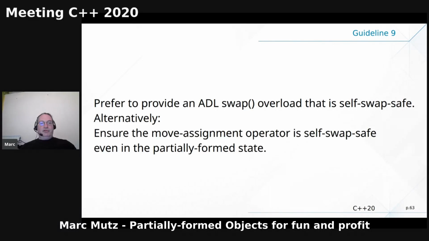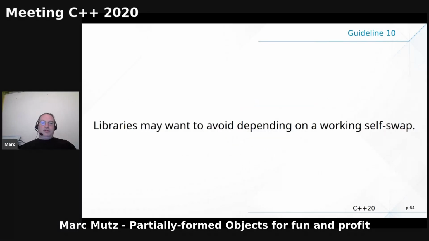So guideline, prefer to provide an ADL swap overload that is self-swappable. Alternatively, ensure the move assignment operator is self-swap safe even in the partially formed state. As a library writer, you may want to avoid depending on a working self-swap. I know that some STL libraries have fixed self-swaps to not call them. I think it should be safe, so you should always apply this Hinnant extension. But as a library writer, you might want to be a bit more careful and not depend on this.